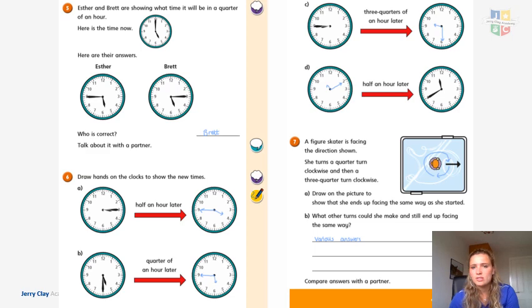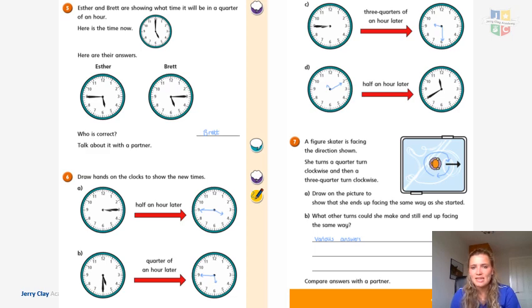Part C, 3/4 of an hour later. So again, we want to move it now. If 1/4 is 3 numbers, 2/4 or a half is 6 numbers, 3/4 would be 9 numbers. So we can move our minute hand 9 numbers around the clock, so it will be facing the 6, and the hour hand would now be facing as if it is trying to get to the 10 because it's 9:30. It will be in the middle of 9 and 10.